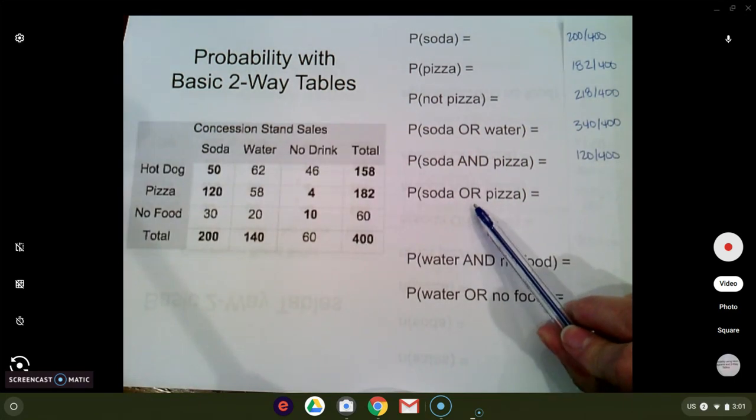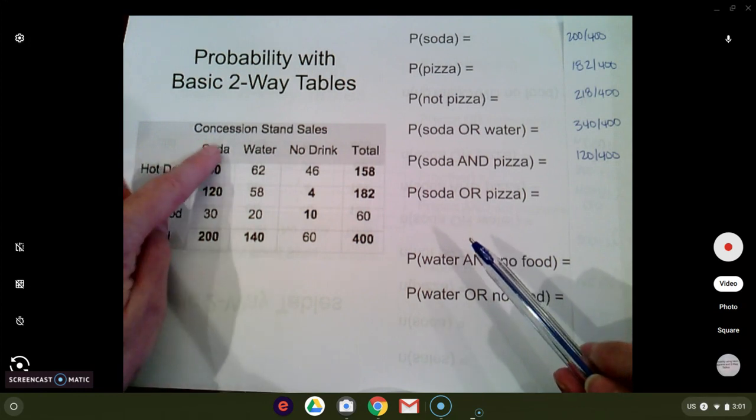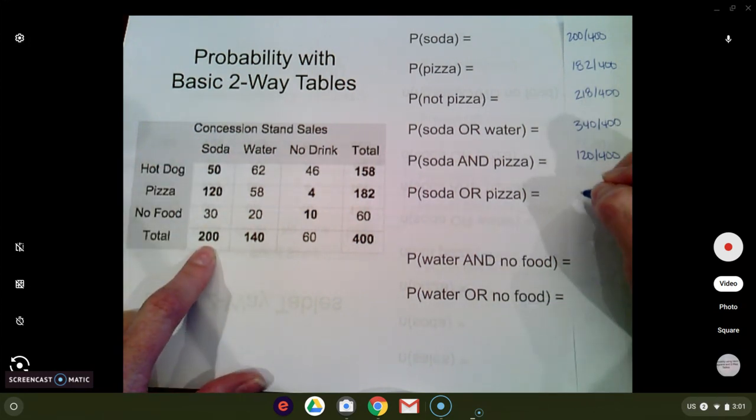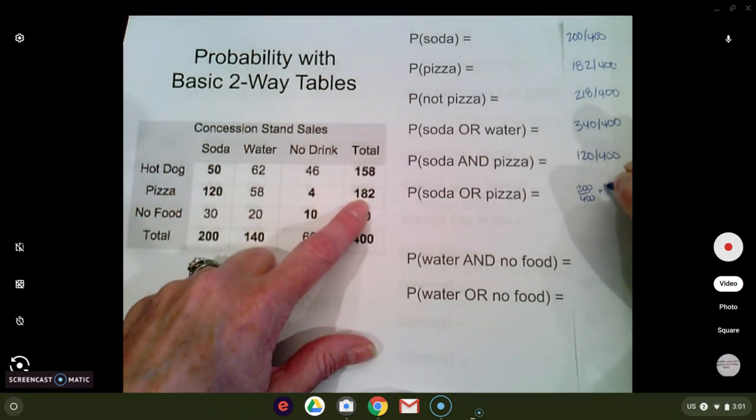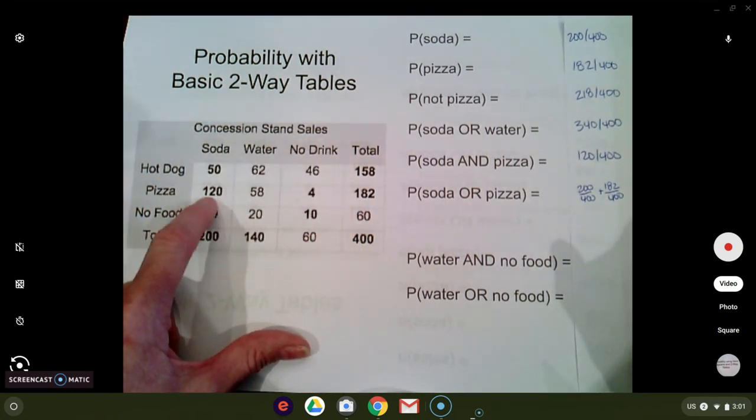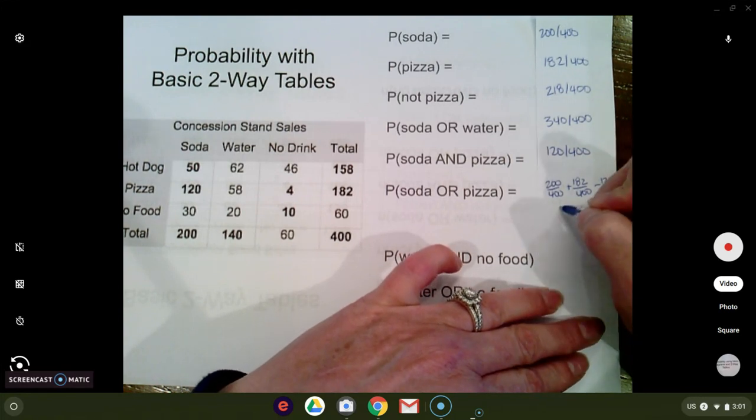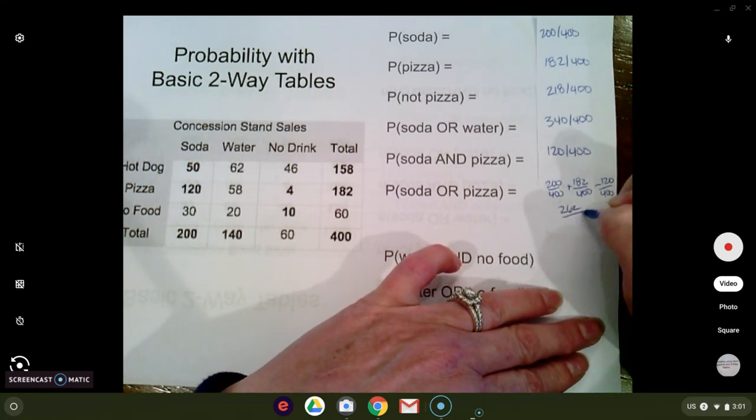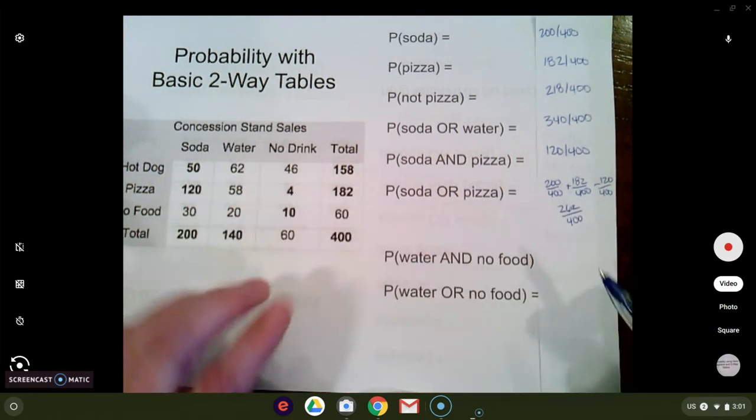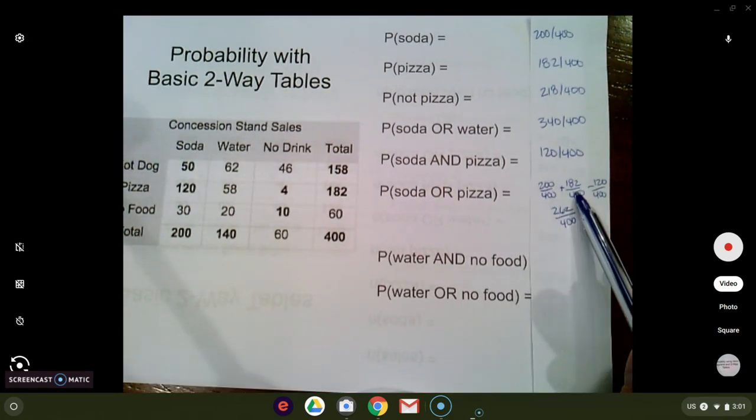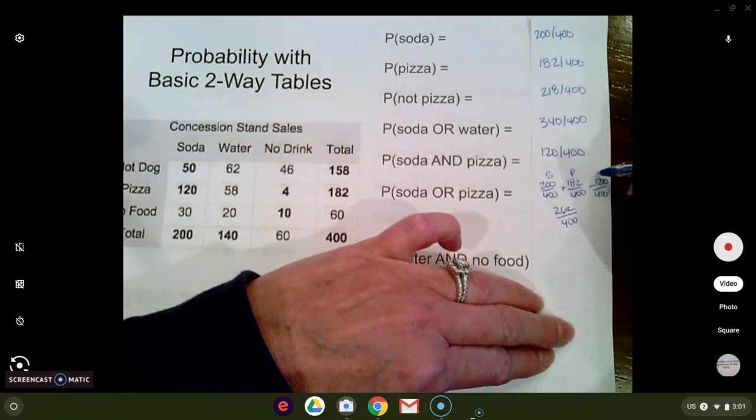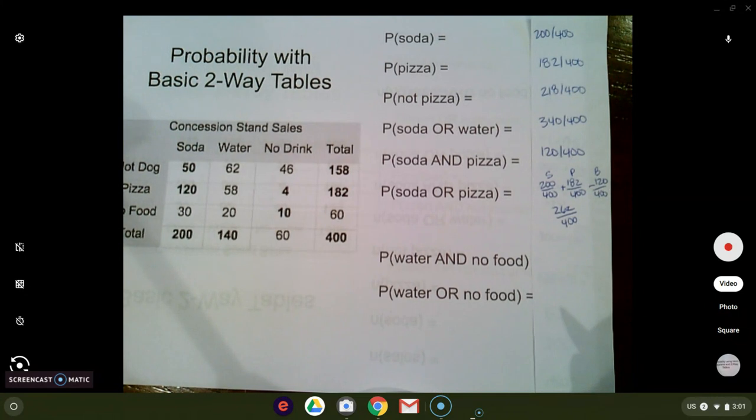Now let's talk about or. Okay, soda or pizza. So you have your soda people, you have your pizza people, but look who I counted twice. I counted these 120 twice, so I have to subtract them out. So that is, what did we say, 262 out of 400? Okay, so I'm adding soda plus pizza minus the overlap or the both. This was soda plus pizza minus both.